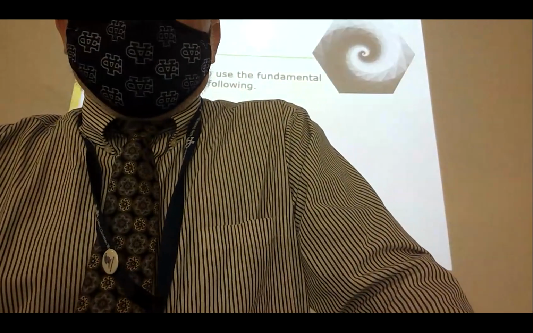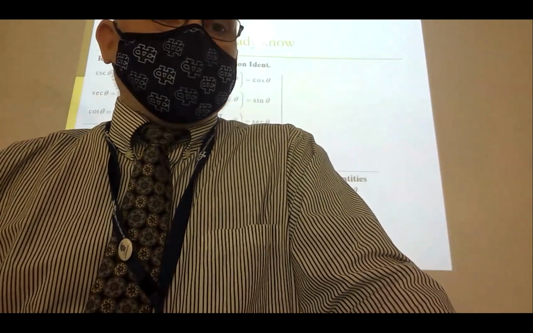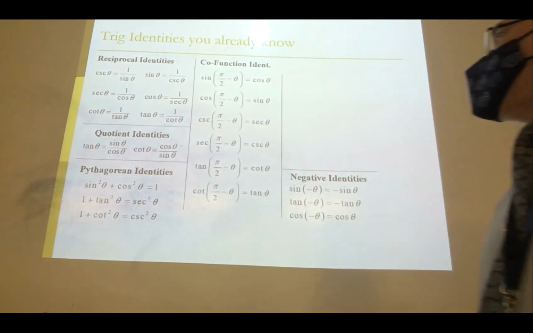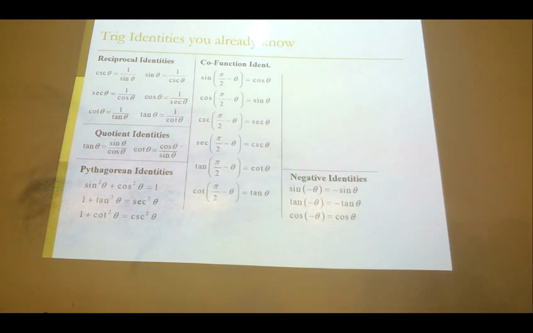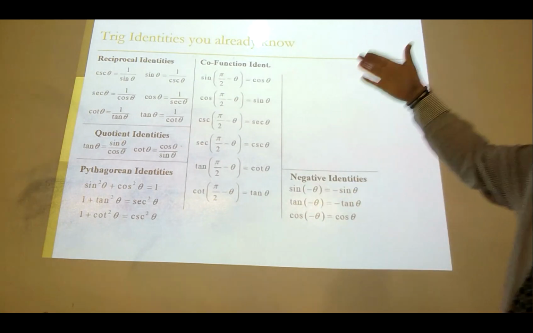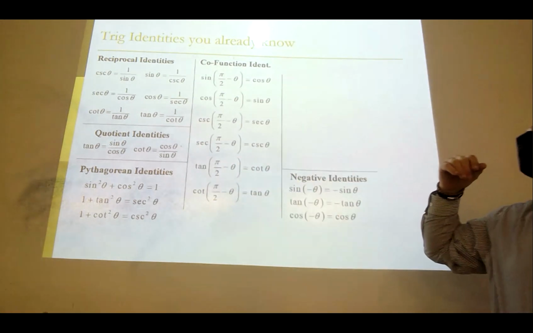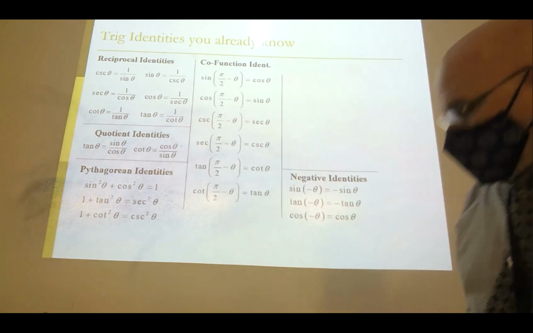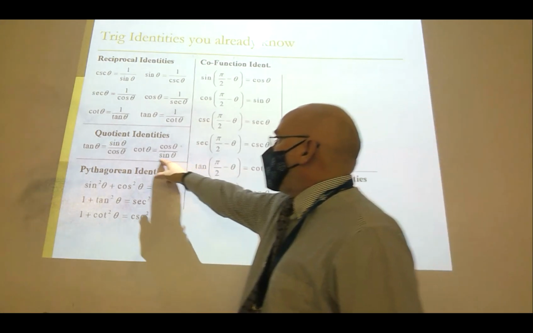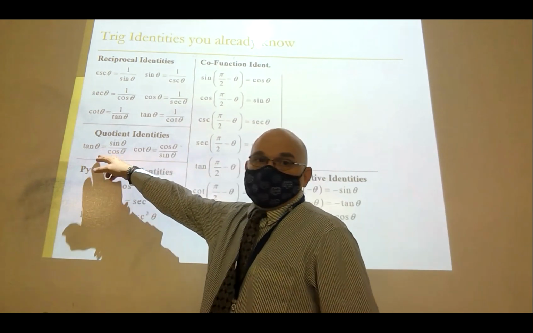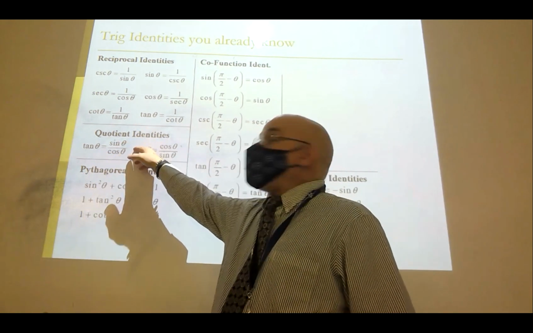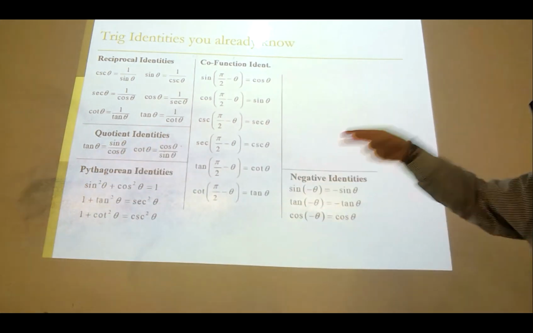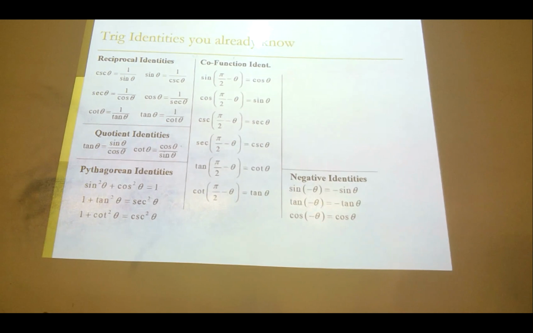All right, some of these we already talked about a little bit earlier in the course. We have our reciprocal identities. We know that cosecant is the reciprocal of sine, sine is the reciprocal of cosecant, and so forth. Quotient identities: we know that tangent is y over x, or sine over cosine, and cotangent is the reciprocal of that.